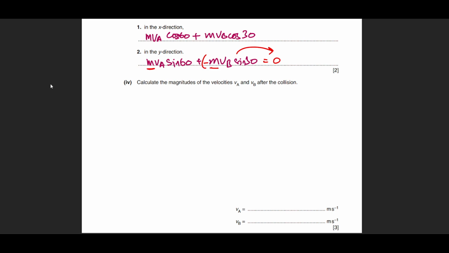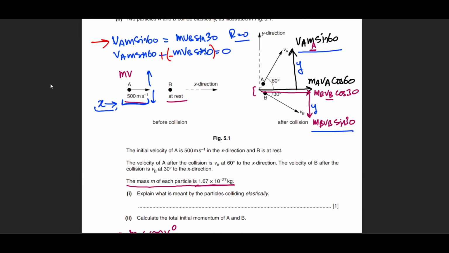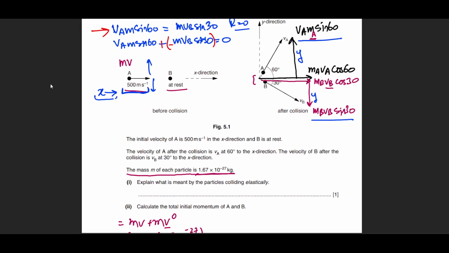We don't need to involve it to further complicate the situation. It's not needed. So let's rewrite the equation along the x-axis components. The true equation will be mVA cos of 60 plus mVB cos of 30. Now we know that the x-axis momentum that was brought into the situation was mv because of this moving particle, right?